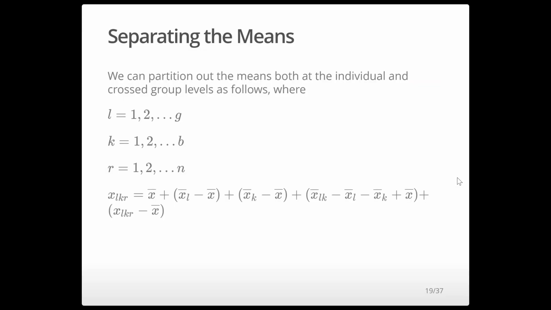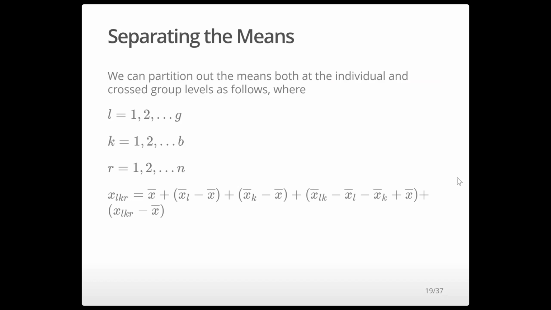So we can decompose our means the way we have been with our sums of squares by thinking of them like this, where we have 3 different indexes: L indexes from 1 to G for the G grouping variable, K indexes 1 to B for the B grouping variable. So in the 2x2 design, these would just be 1 and 2, but they can be any number depending on how many groups are associated with each grouping variable. And then R is the total sample size. So it goes 1 to the total sample size.